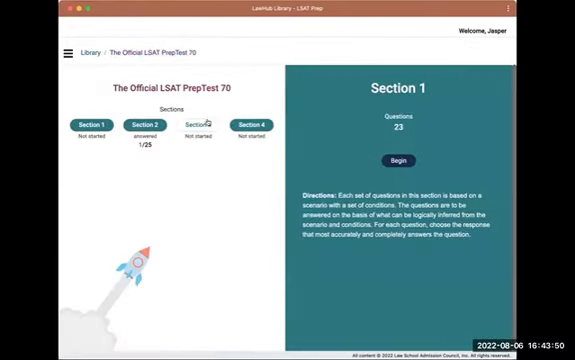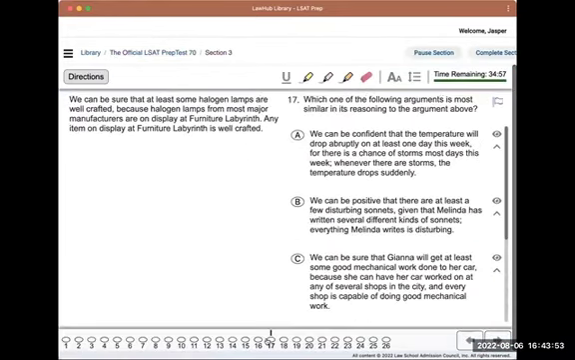And I believe the next one is question 17. Yep, here. Okay, so we're looking for similar reasoning. All right, so let's find the conclusion in this stimulus, in this argument, and the support, and try to talk about the argument in our own words and find something that's similar. So we can be sure that at least some halogen lamps are well crafted because halogen lamps from most major manufacturers are on display at Furniture Labyrinth. Any item on display at Furniture Labyrinth is well crafted.